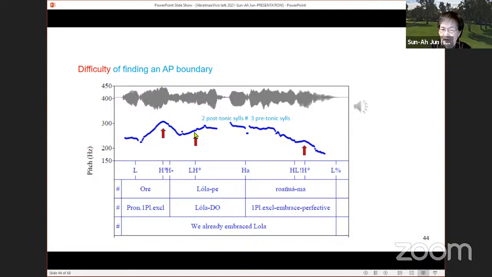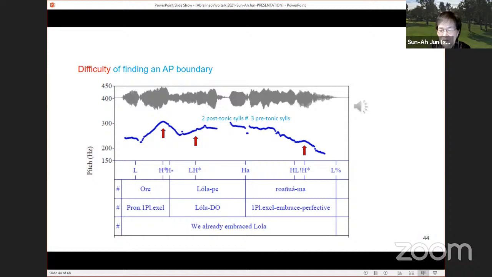And in the next AP, the stressed syllable is four syllables away from the beginning of the word. So the beginning two syllables are high, high, and then a falling tone, and then up, which is the stressed syllable. So you can see that the final syllable of the earlier AP and the beginning syllables of the next AP are all a high plateau. So it's not easy to tell whether the AP ends here or here, because they are all high tones. Ore lola pero añuama. Okay, so that's when the AP boundary is hard to tell.